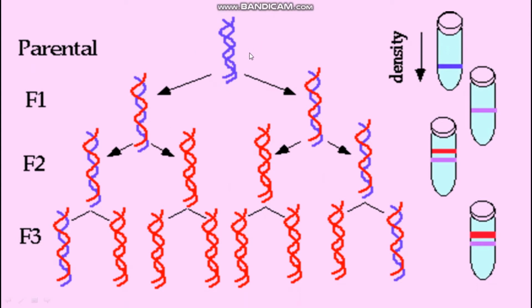So what they did is they grew the E. coli in a medium containing nitrogen 15 isotope till the complete DNA of E. coli got labeled with nitrogen 15. Then they put this in a medium containing nitrogen 14 isotope. So this is the parental DNA which is labeled with nitrogen 15, and they put it into the nitrogen 14 medium. Then they grew them for several generations.